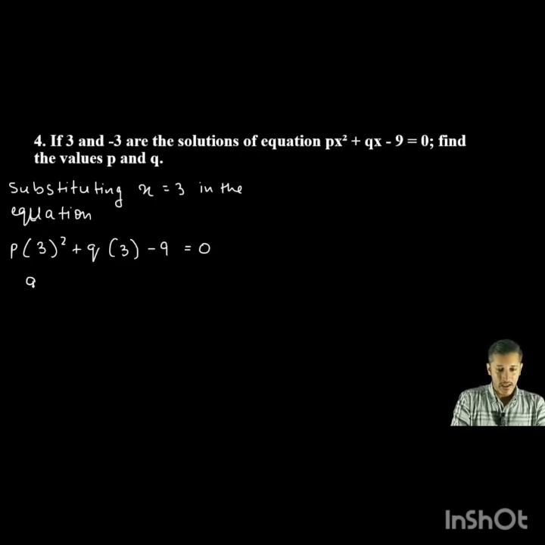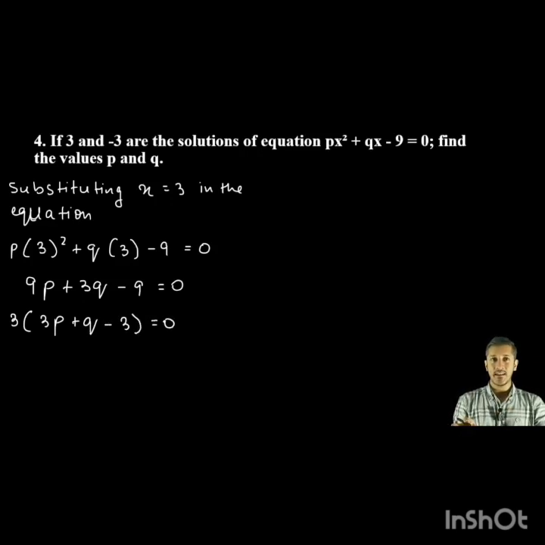So we'll get 9p plus 3q minus 9 equal to 0. What we can do here, from this equation we can take out 3 common. So if we take out 3 common, we'll get 3 bracket 3p plus q minus 3 equal to 0, and we can transpose the 3 to the right hand side. So 0 upon 3 will be 0. So the equation that we are getting is 3p plus q minus 3 equal to 0, and let's say this is equation number 1. Same thing we are going to do with the number minus 3.